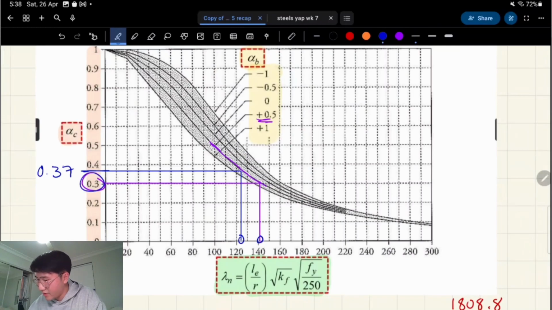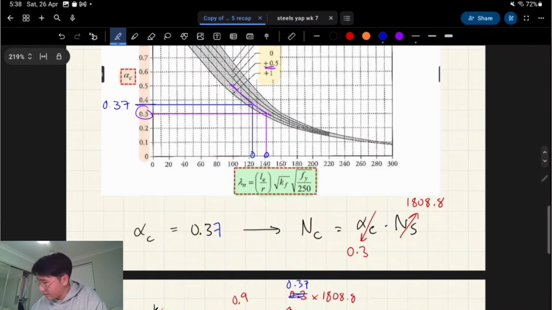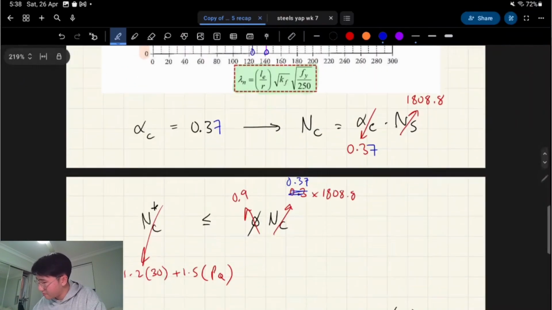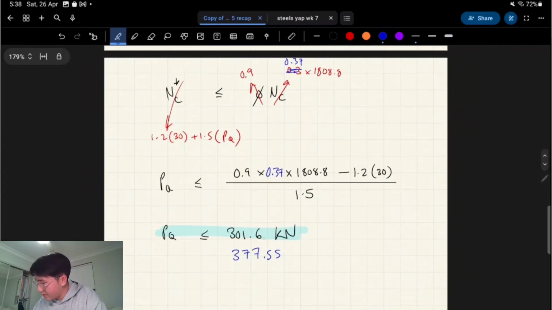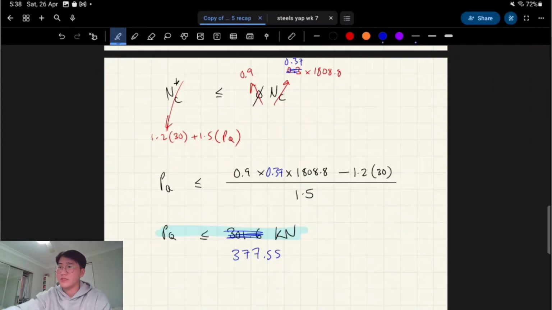Instead of 0.3, we have an alpha C of 0.37 now. So we have 0.37, this becomes 0.37. It's essentially changed our number from 300 kilonewtons allowable to 377.55. So that's significant, actually. That's more than I thought it was going to be.